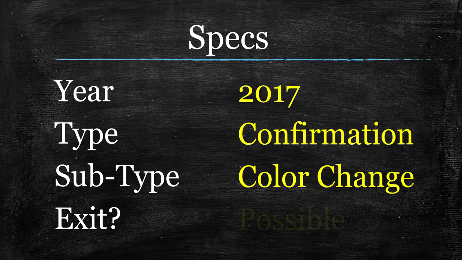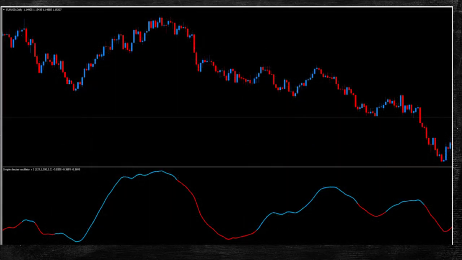And then for an exit, it is definitely possible. Everything is definitely possible, right? But more possible than usual with this one. You'll see what I'm talking about. Let's go ahead and see it now. And it just kind of does this. When red changes to blue, that is your signal to go long. And then when it does the opposite, that is your signal to go short on the confirmation side.